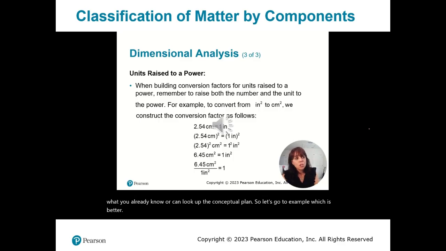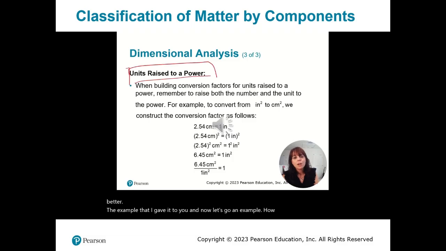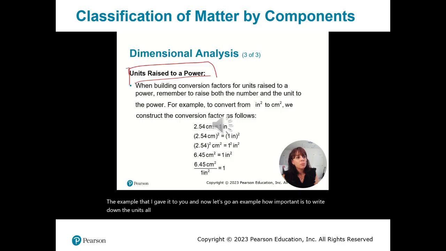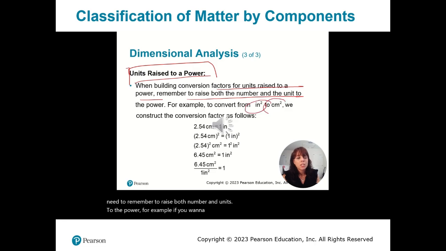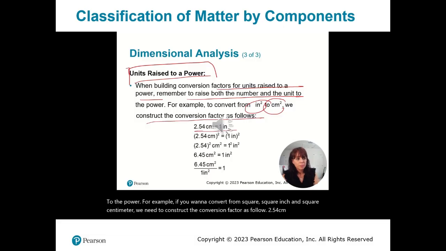The example that I gave you, and now let's see an example of how important it is to write down the units all the time. When you are building conversion factors for units raised to a power, you need to remember to raise both the number and the units to the power. For example, if you want to convert from square inch to square centimeter, we need to construct the conversion factor as follows. 2.54 centimeters is equal to 1 inch.